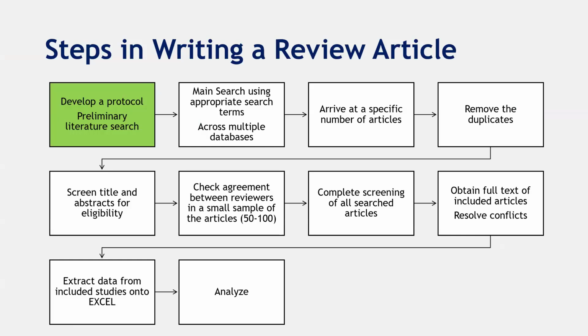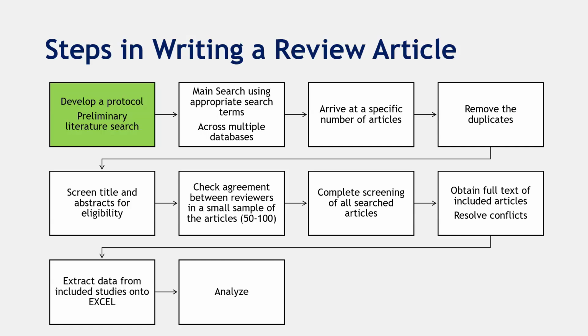Firstly, we'll frame a protocol. I'm not going to go into the details of the protocol. It's similar to what you do for an original article. You will have a specific set of inclusion criteria and exclusion criteria. Our main idea of writing a review article is that we are going to compile various original studies. So for example, if there is a study which is already a review article, a short review or a commentary or a letter to the editor, we won't be using those articles to write our review article. So that would be under the exclusion criteria.